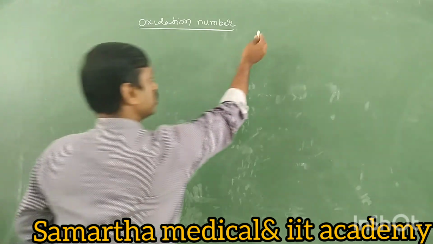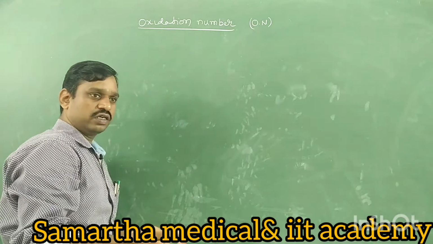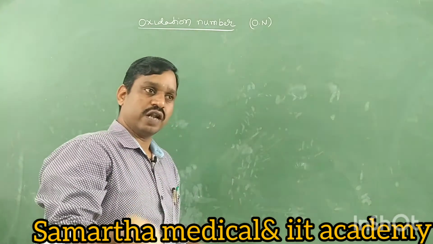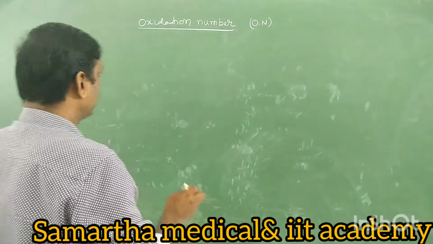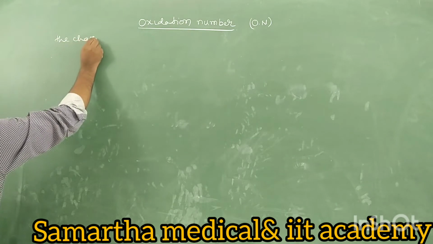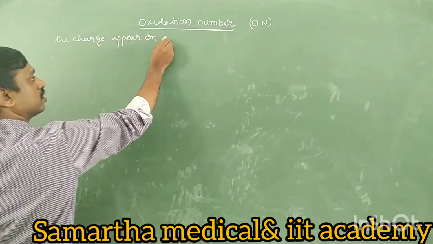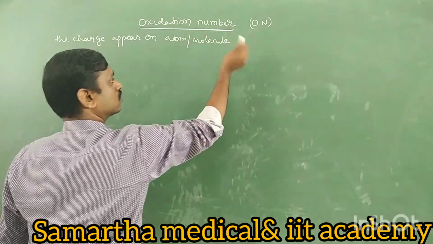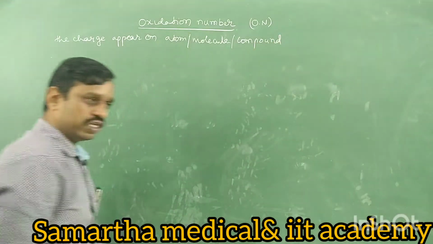Do you know oxidation number is nothing but the charge appearing on an atom, isn't it? So if the atom has a charge, it may be positive or negative. So the charge appearing on an atom, or even on a molecule or compound, is called what? Oxidation number. So therefore oxidation number is the charge appearing on an atom or molecule or compound, called oxidation number.